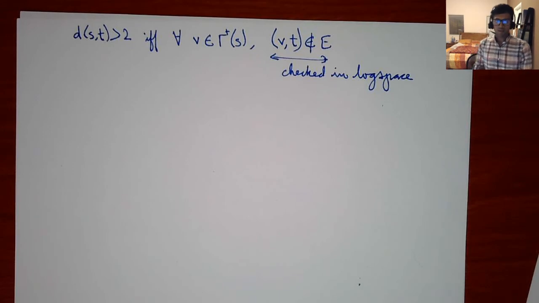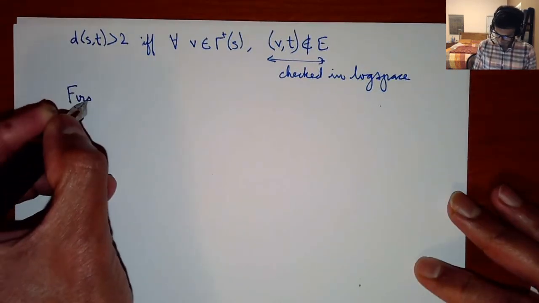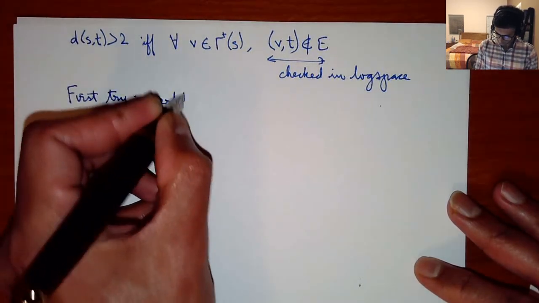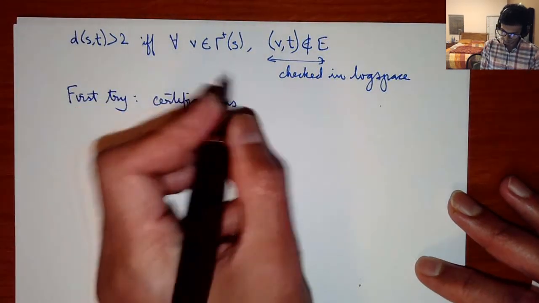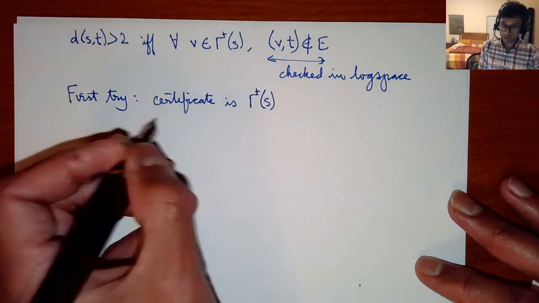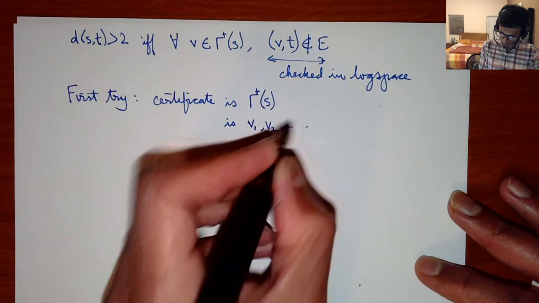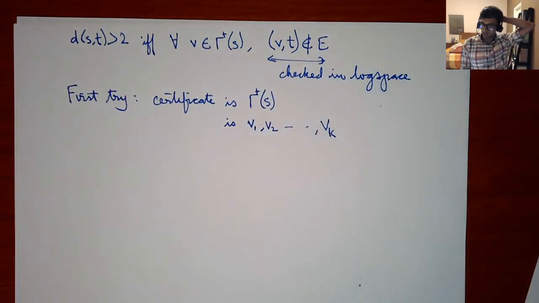So now this seems to be telling us what the certificate would be. What would the read-once certificate be? Can you now hazard a guess based on this? This is a first try. The certificate is gamma plus of S. So the certificate is V1, V2 up to Vk, where all of these are neighbors. So this is what the certificate is.